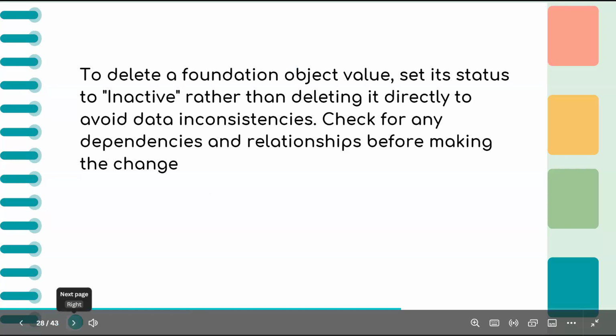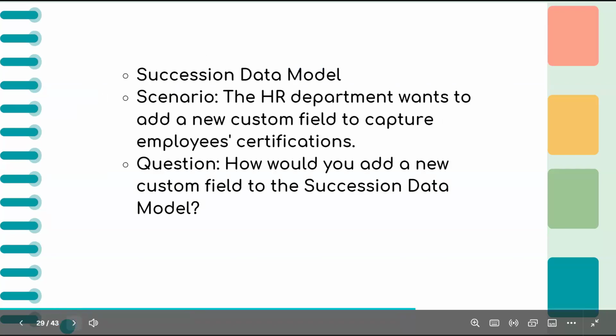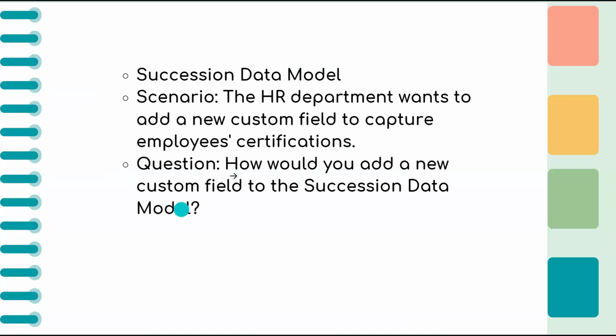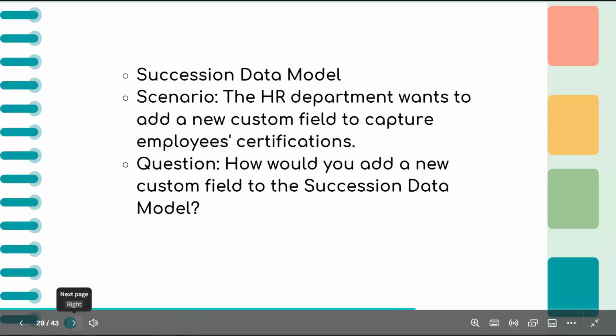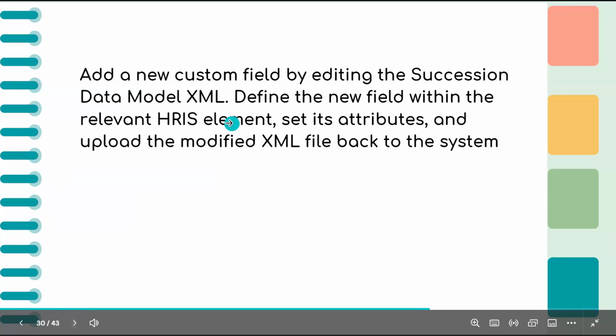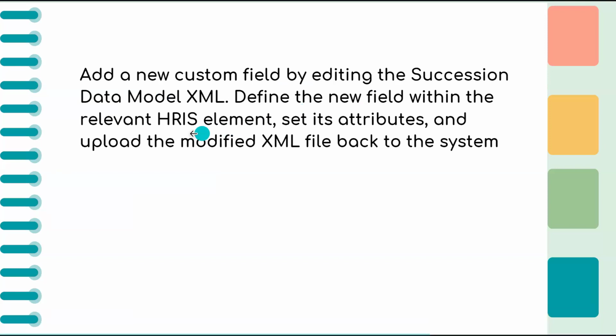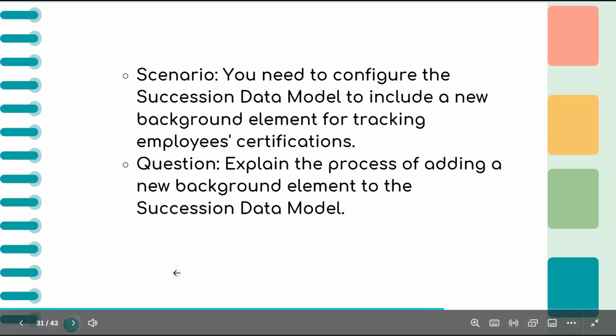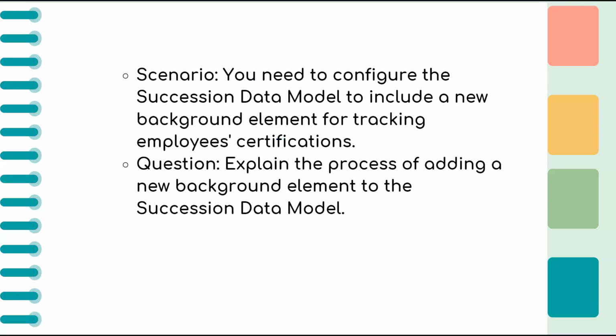Okay, so the next question is related to the succession data model. It is very similar to the corporate data model questions, so I will not be repeating. Let's say the HR department wants a custom field to capture employee certifications. How would you add a custom field? Similarly, you go to the data model and the relevant HRIS element, define it and add it. Similar approach.